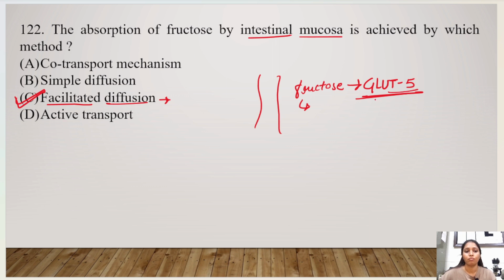which is known as a transporter or GLUT5. A co-transport mechanism is involved for glucose transport, where glucose is transported with sodium ion. Simple diffusion does not occur because these are polar and larger molecules, so they do not diffuse directly, and simple diffusion occurs for gases like CO2 and oxygen. Active transport uses ATP, so there is no use of ATP for fructose transport. So option number C is the correct answer.